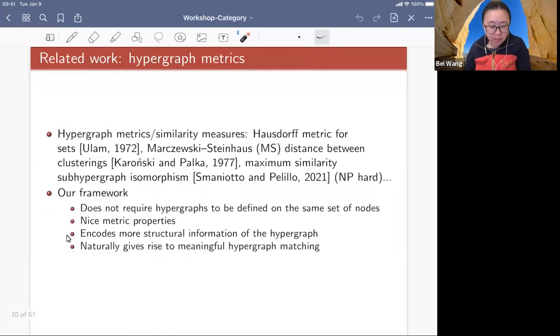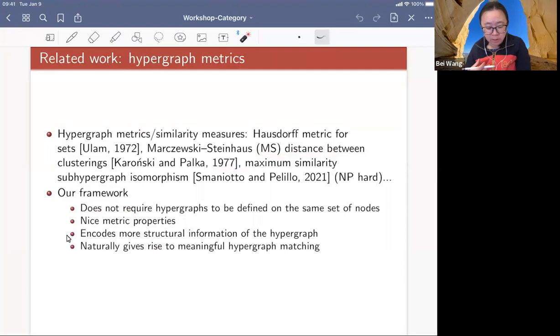Now, there are a lot of hypergraph metrics in the literature. For example, the MS distance back in 1977 is related to a distance between clusterings. And some of them are based on the study of subgraph isomorphisms, which are typically NP-hard.